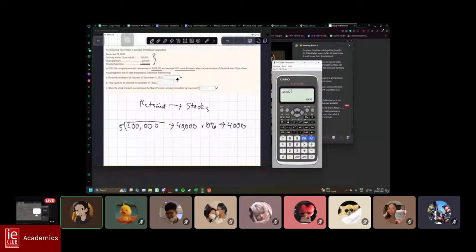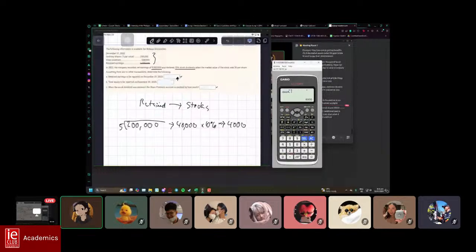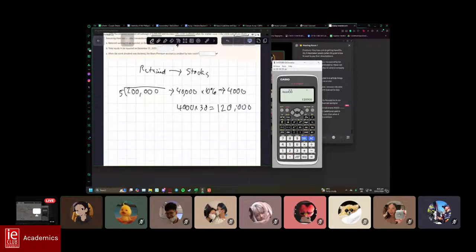Well, obviously not literally for free, but since we know the stocks are 30 per share, if you issue 4,000 stocks for free-ish, that's 4,000 times 30. That's 120,000. Let me use the calculator just to be sure, guys. 120,000.